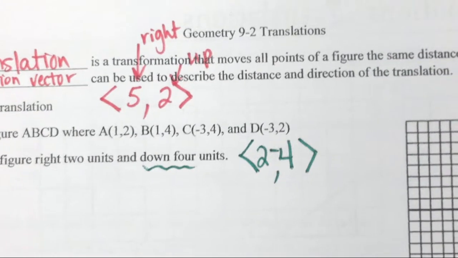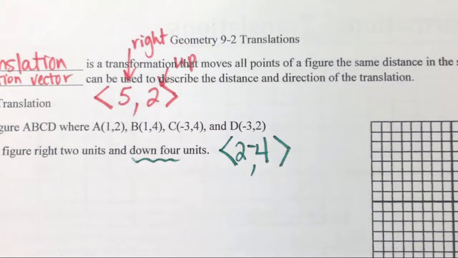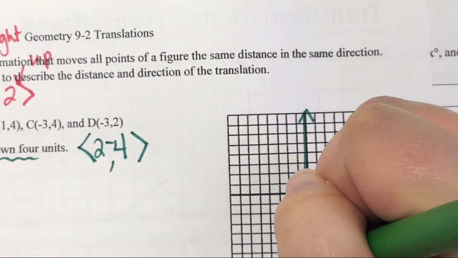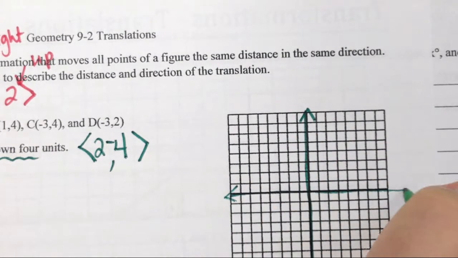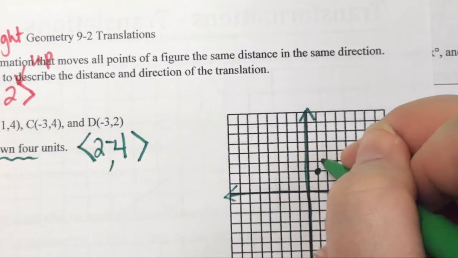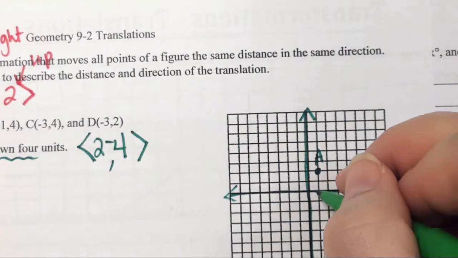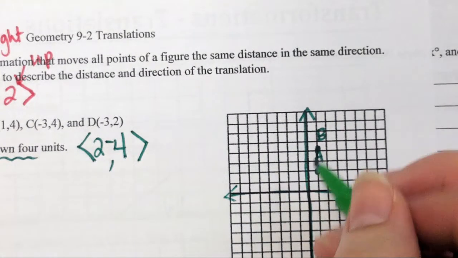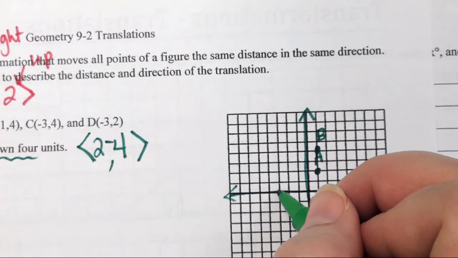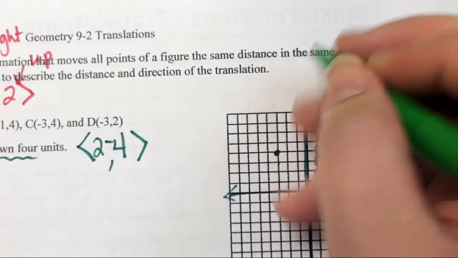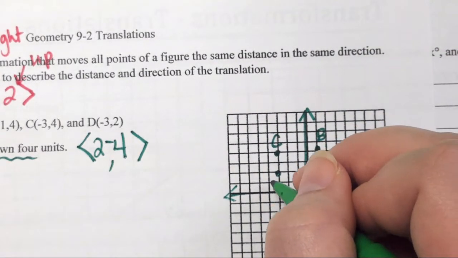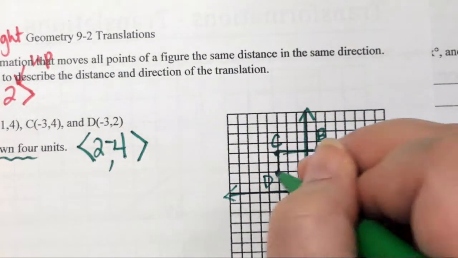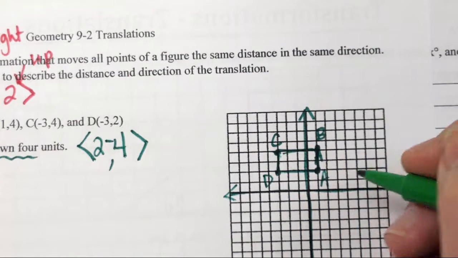Okay, well, while you write that, we need to go ahead and graph those points. So let's see. A is at 1, 2. Over 1 up 2. There's A. B is at 1, 4. There's B. C is at negative 3, 1, 2, 3, 4. C. D is at negative 3, 2. What kind of shape is this? It's a rectangle.